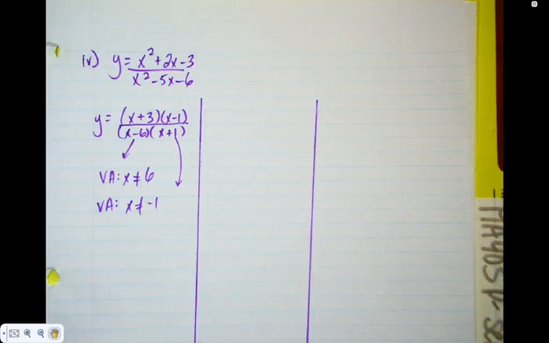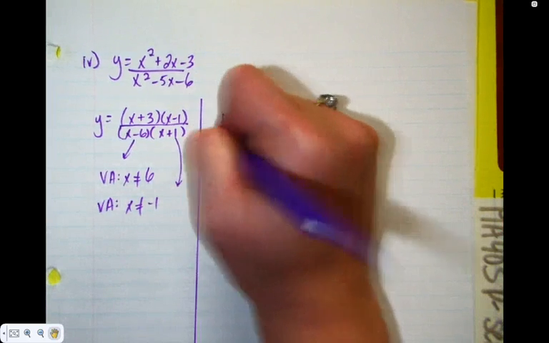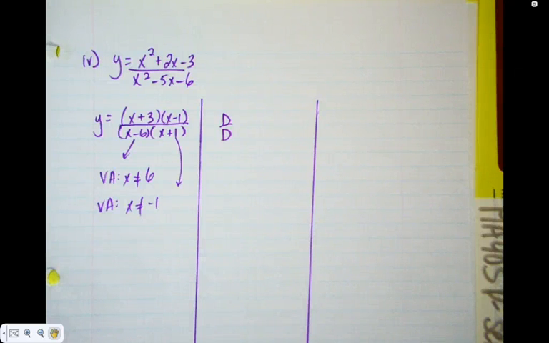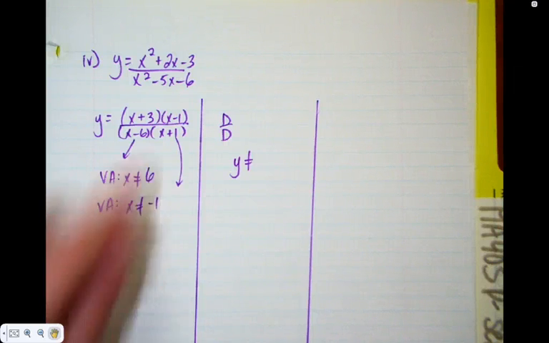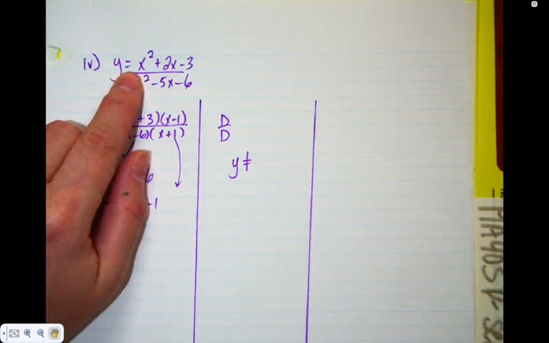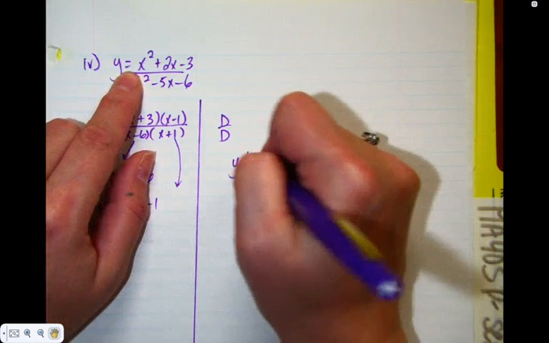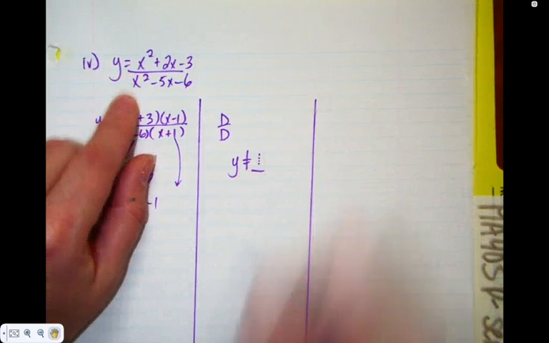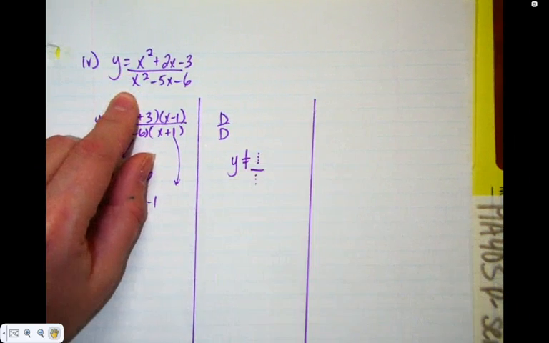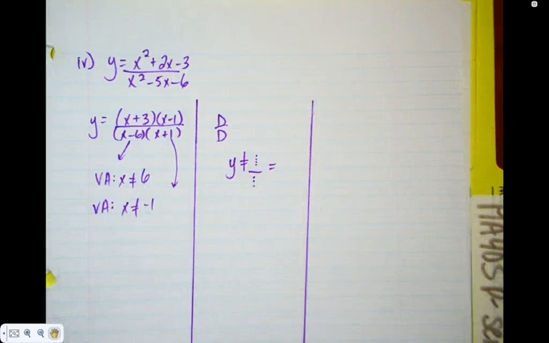Okay. What's the first step for horizontal and oblique asymptotes? Analyze the degree. What's the degree on the top? What's the degree on the bottom? So that's degree over degree. Case 1, 2, or 3? 2. Y cannot be something. How do we get out the something? Highest exponent, we look at the coefficient. What's in front of the x squared on the top? Imaginary one that we don't see. On the bottom? Imaginary one that we don't see. So y cannot be 1.